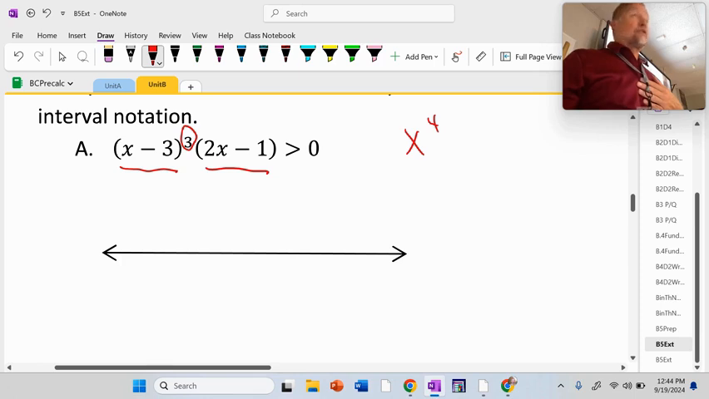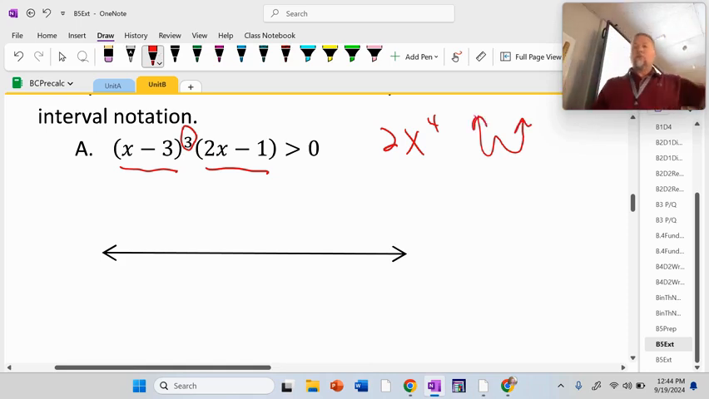4. What's the leading coefficient going to be? It is 2, but that's still okay. It means we're going to do this for the polynomial dance. 1, 2, 3, 4. But it's this one.